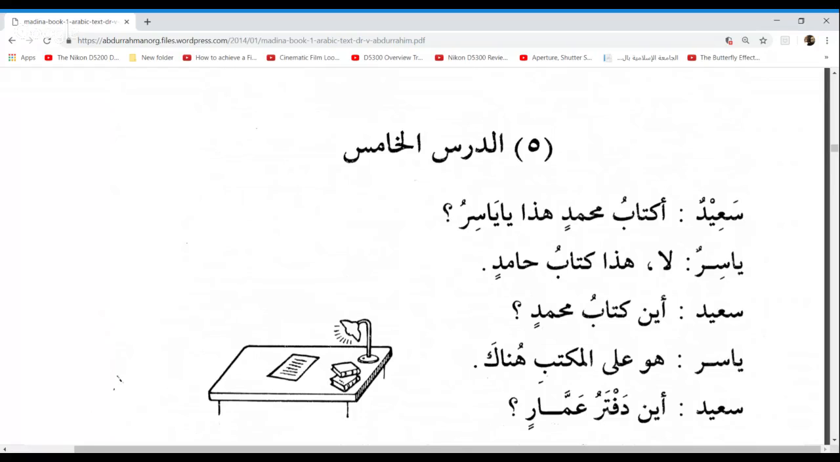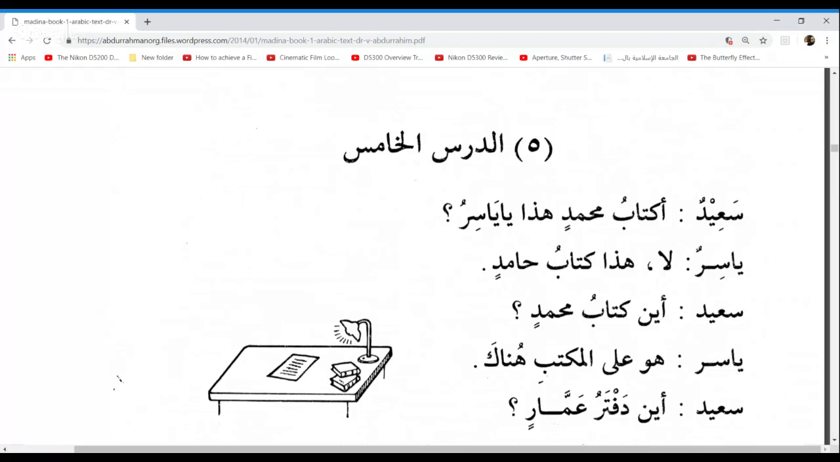You could translate it to maybe mean the book of Muhammad. So it could mean Muhammad's book, or it could mean the book of Muhammad. Also, I want you to note that Kitabu comes first because it's possessed. It's what is owned. Muhammad is the owner, the possessor of the book, right? So Kitabu is what is possessed, what is owned.